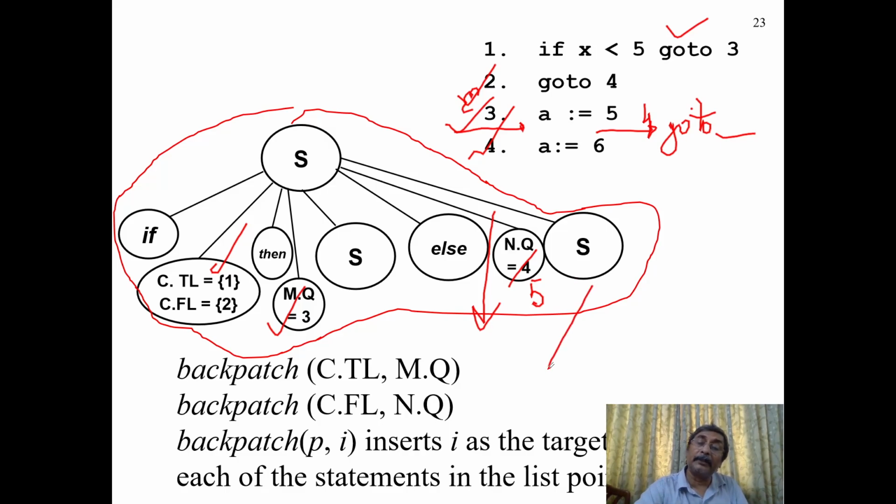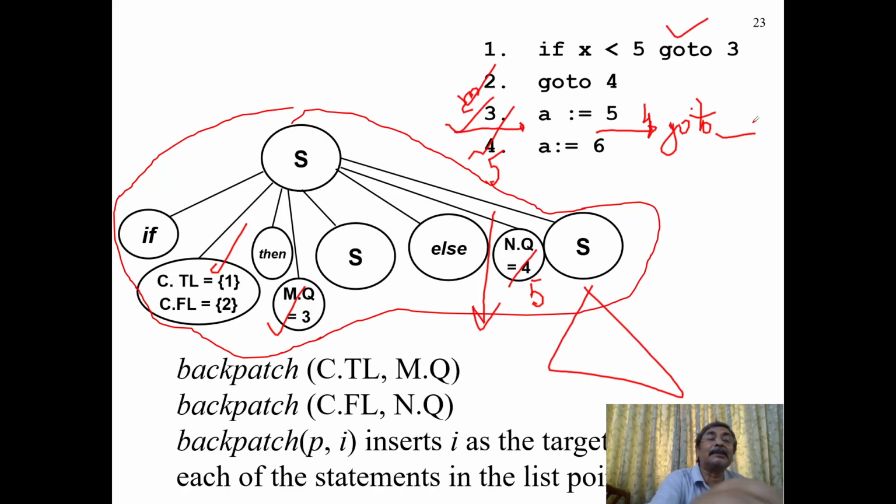And then this part of the tree will be executed. So the line number for this will be 5. And once you come back, your c.fl will be filled up with 5. And this goto will not be filled up. Why? So when will it be filled up?